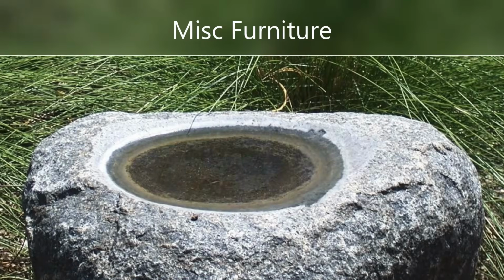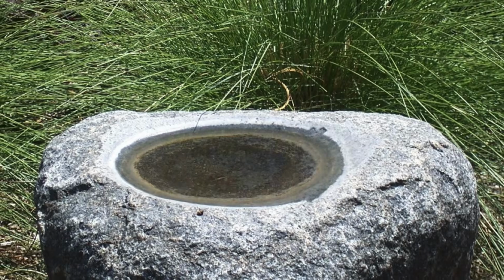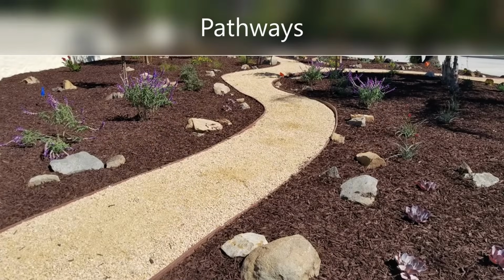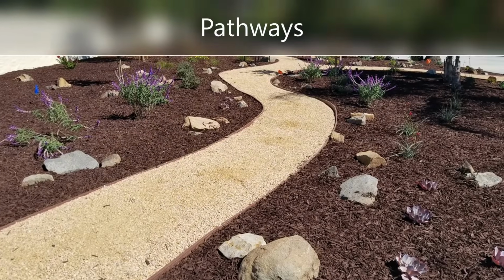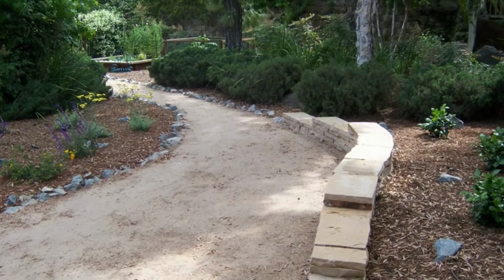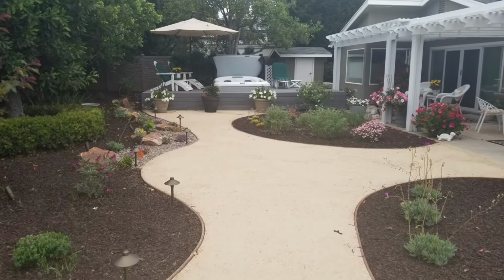Another way to rock your landscape is just interesting furniture ideas. So you have a bird bath there, a bench here, all kinds of fun cutways. I mentioned earlier pathways. Again, this is a decomposed granite pathway with a little flagstone retaining wall there. Kind of fun, but a very natural, organic way to work from one point to another point.